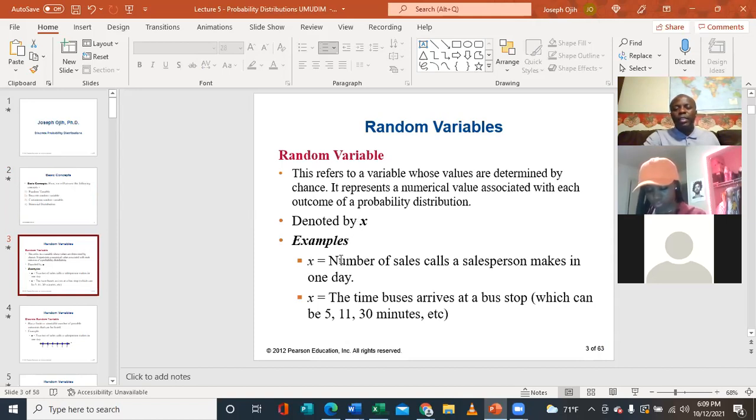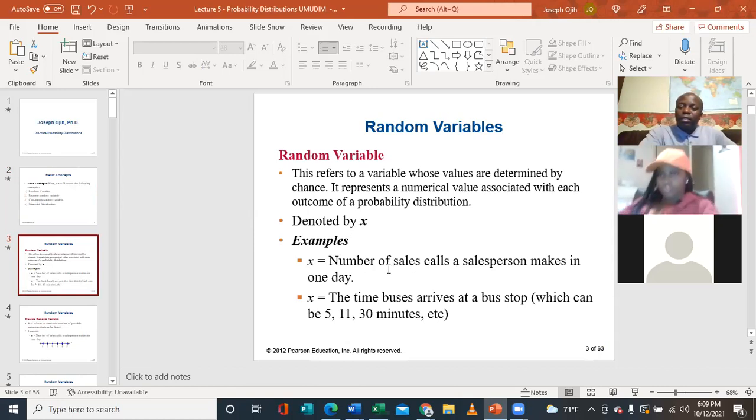For example, if X represents the number of calls a salesperson makes in one day, that person can make 1 call, 2 calls, 5 calls, 20 calls. You have no control over that, so it's a random variable. How about the time the buses arrive at a bus stop? I know they have specific times, but sometimes they arrive 5 minutes early or 5 minutes late or 10 minutes early, so such arrival time can be considered random. There are many more examples of random variables, but we come to them in a few minutes.